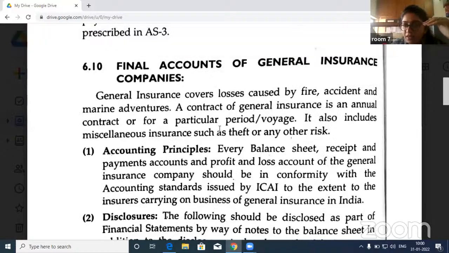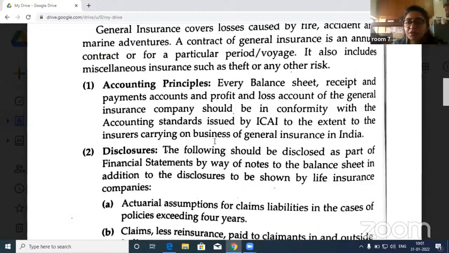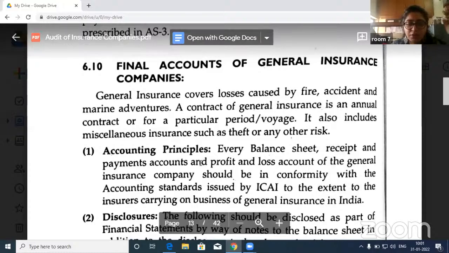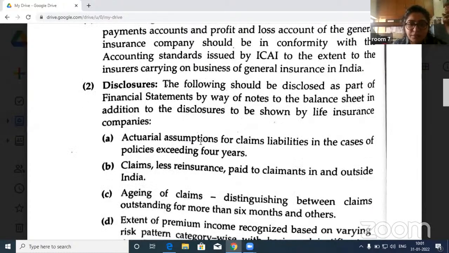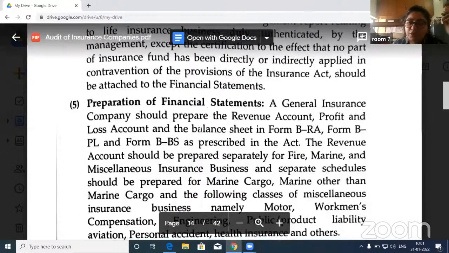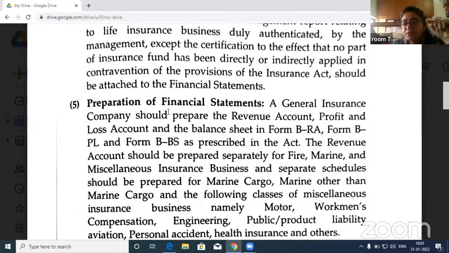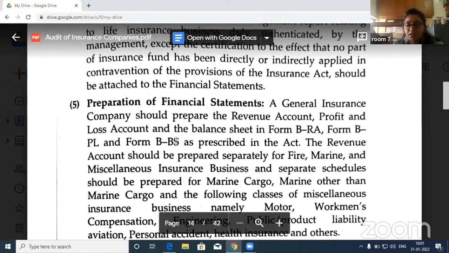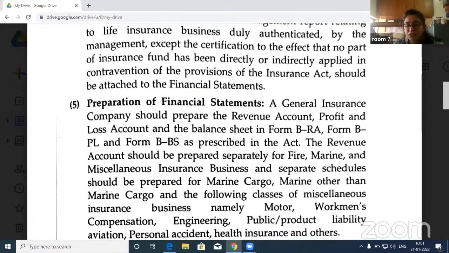While you make final accounts of general insurance, the same points are noted here, but instead of life, it will be general insurance. So accounting principles, disclosures, general instructions, management report, everything is the same. Preparation of final financial statements. Here, instead of A, you have to write B. So B is for general insurance company. RA is revenue account, PL is P&L account, profit and loss account, and BS is balance sheet. Okay.